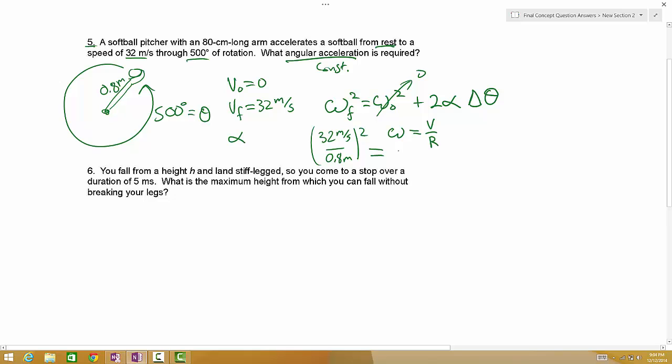squared is equal to 2 alpha and then delta theta, which we know is going to be 500 degrees, or we could multiply this by pi over 180 degrees, have the degrees cancel out, and we'll get a delta theta in radians. And so now this equation will tell us everything we need to know to solve for alpha.